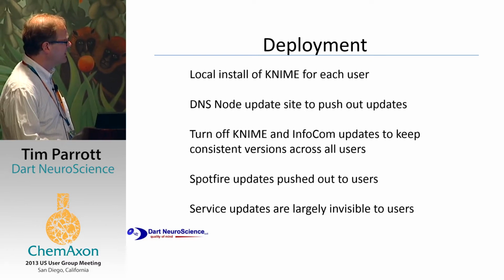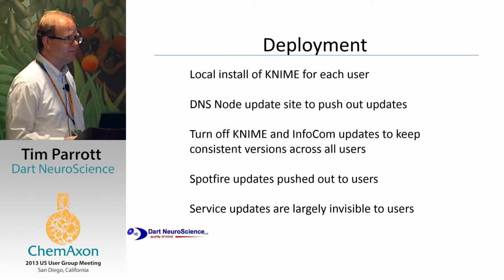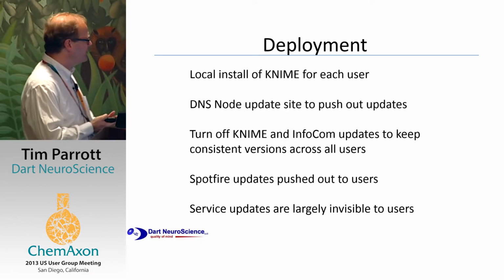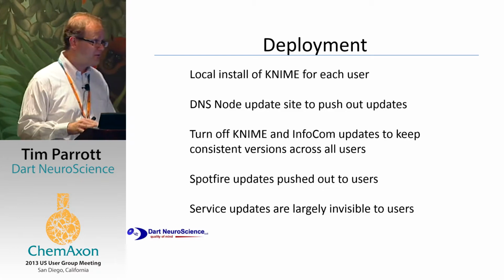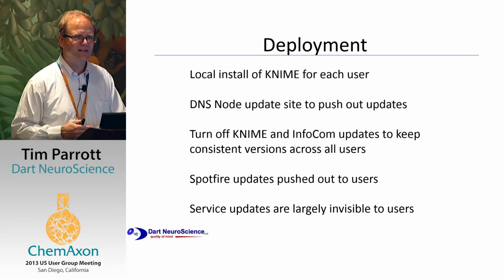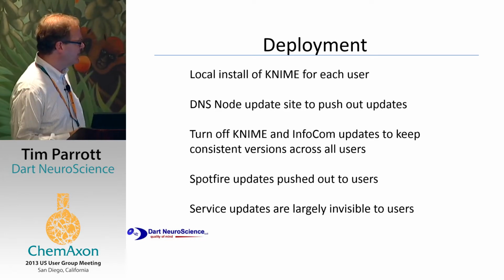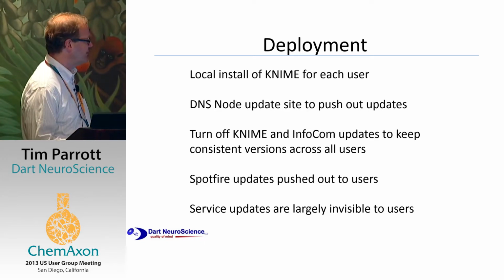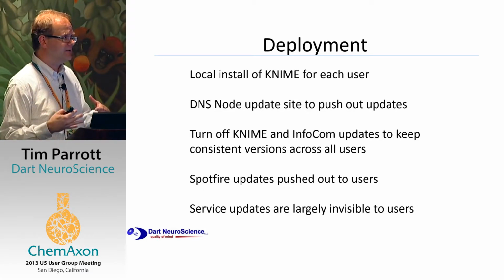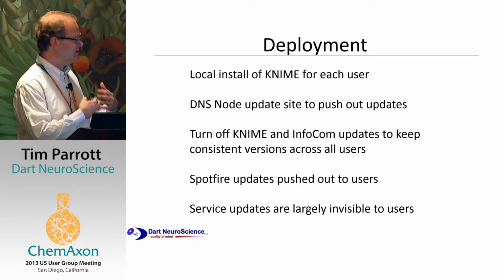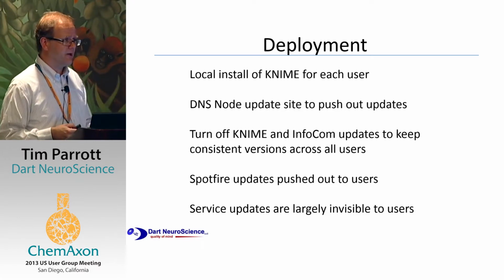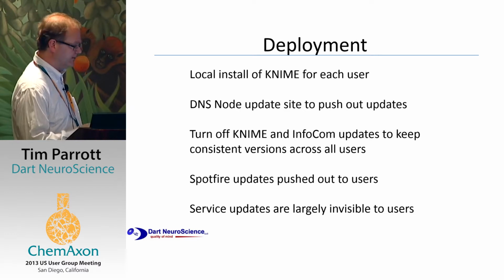We have a single DNS node update site that pushes out updates, and we trained users how to do that. In order to keep things consistent, we turned off the fairly frequent KNIME and Infocom updates, and so they don't get those updates automatically. But one nice thing is that we can take the very latest technology and run those on the nodes on the server. And so that doesn't need to be in sync with the KNIME install that's on the user's desktop.